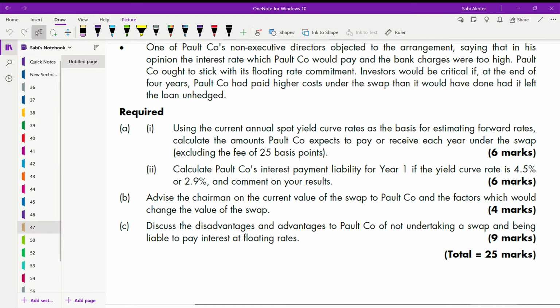Just read 47. Part A. 46 and 47 are similar. Just see the question. I'm not reading it in front of you; you can read it by yourself. We have to estimate the forward rate using the current annual rate, right? And also these are some key areas on swap, as you can see.